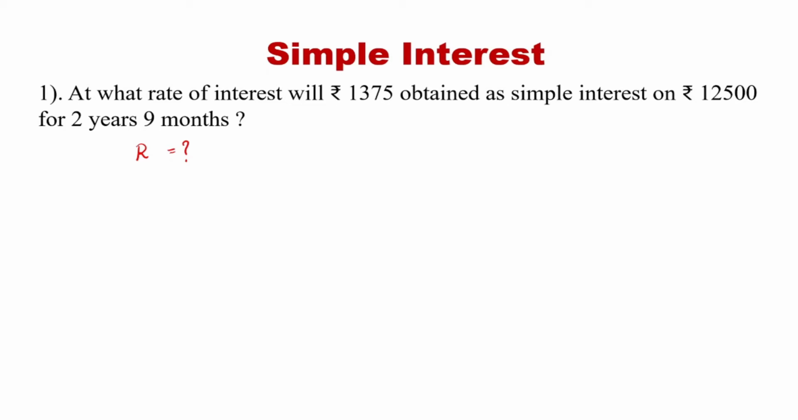1375 is obtained as simple interest. So here SI equal to 1375 and principal P equal to 12,500 rupees. Time period T equal to 2 years 9 months. But time period is always in years, and here it is a combination of years and months. So we should convert these months in the form of years. 2 years and 9 months means 9 by 12 years.